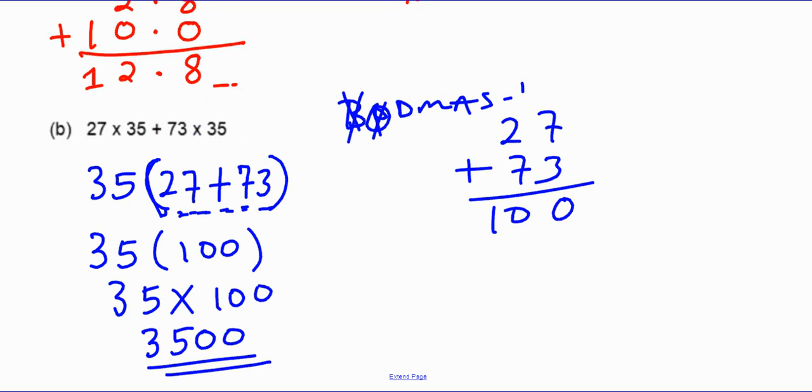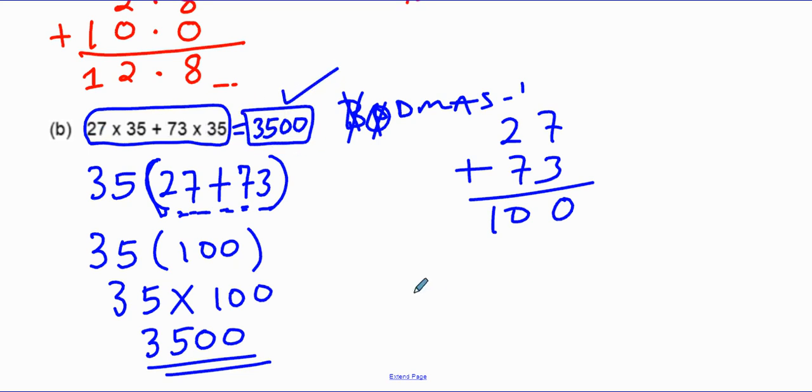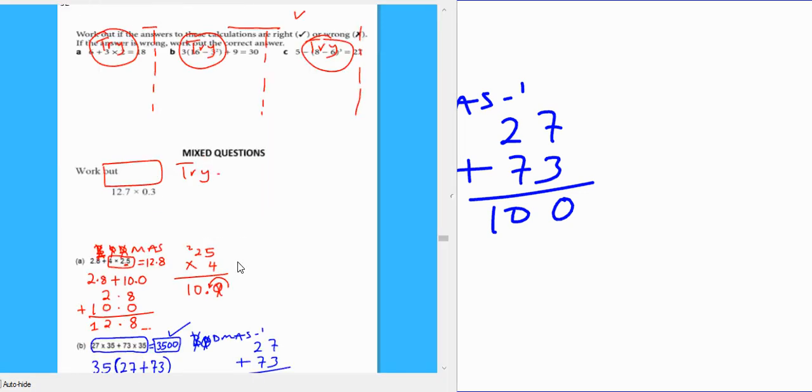So that is to say, 27 times 35 plus 73 times 35, the answer is 35,000. And you can even use a calculator to figure this out, and I guarantee I'm telling you, this will be the answer. Good, I hope that helps. Let us try to do some stuff quickly.